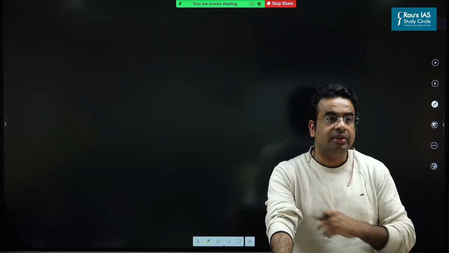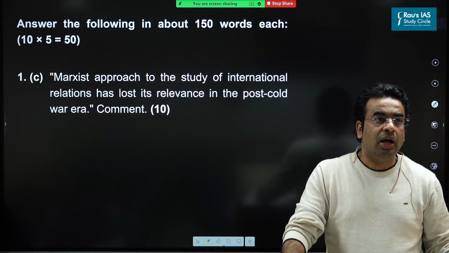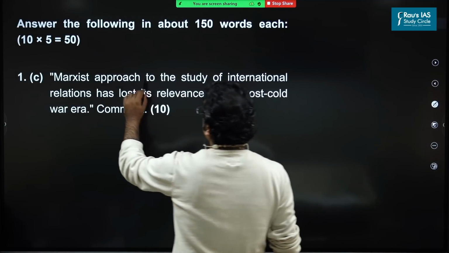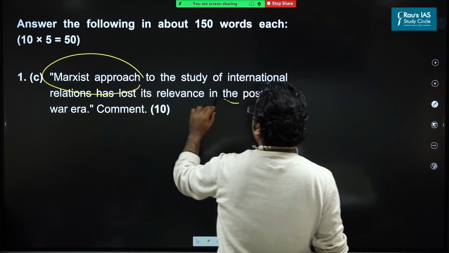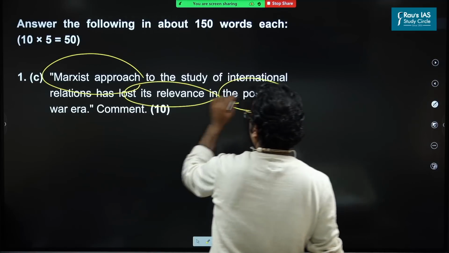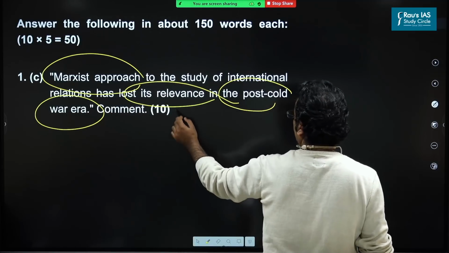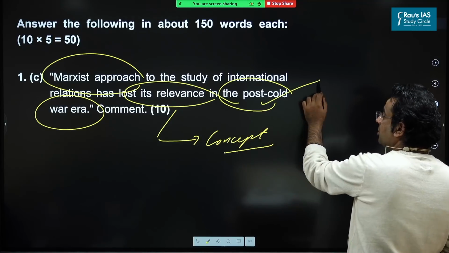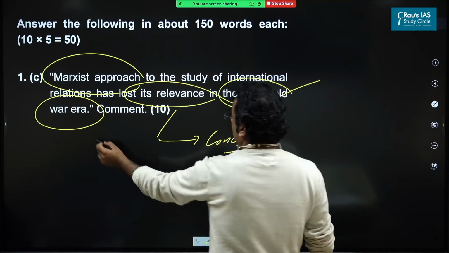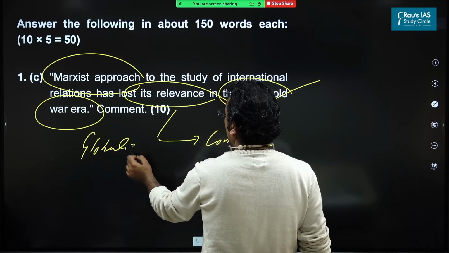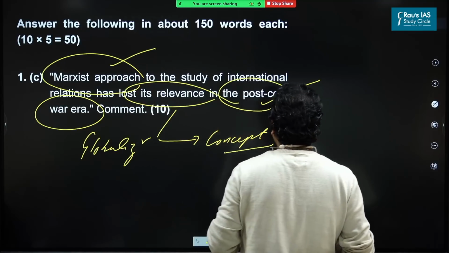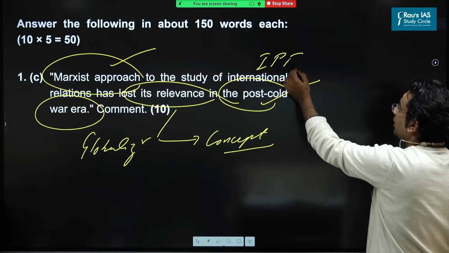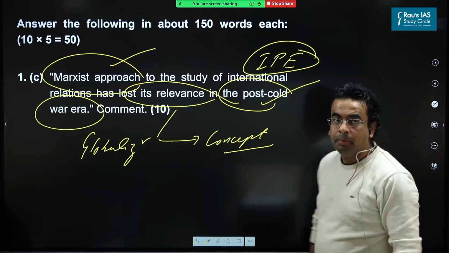Third is the Marxist approach to the study of IR. The Marxist approach to the study of IR has lost its relevance in the post-Cold War era. So again, a question based on concepts. You understand how the dynamics have changed in the post-Cold War world, the era of globalization, what exactly the Marxist approach is, and why we are saying the Marxist approach, that is IPE, International Political Economy, has lost its relevance.